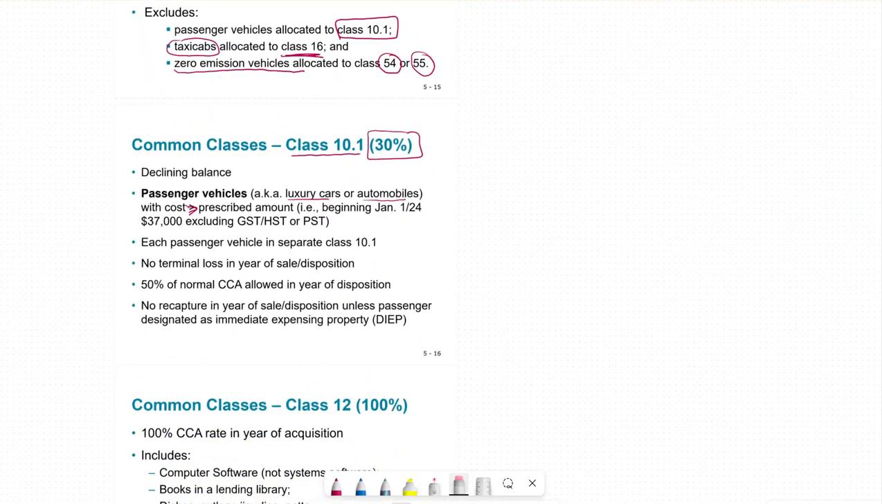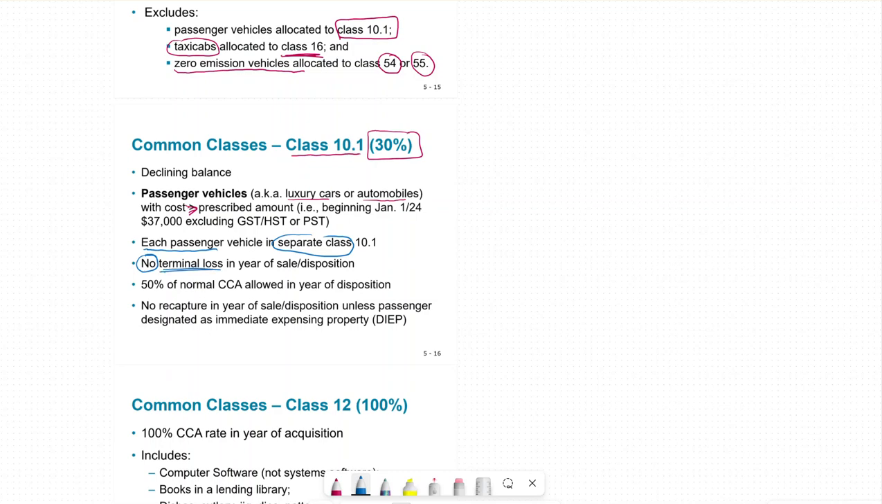Now the difference here is that if you bought a first asset, you will go under class 10.1. If you bought another one, it will have a separate class. Every automobile or luxury vehicle bought under 10.1 has a separate class, and there is no terminal loss. So we cannot generate a terminal loss.